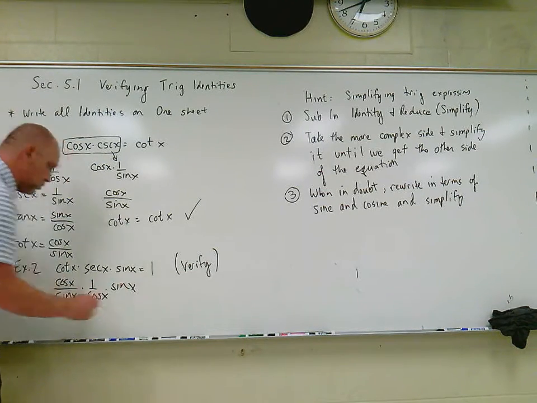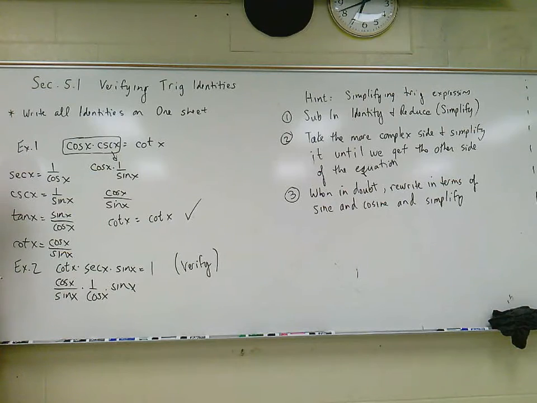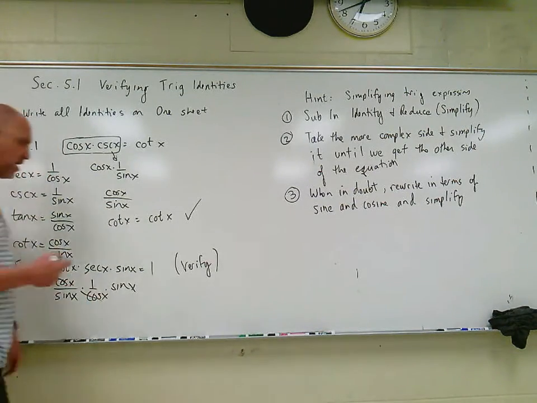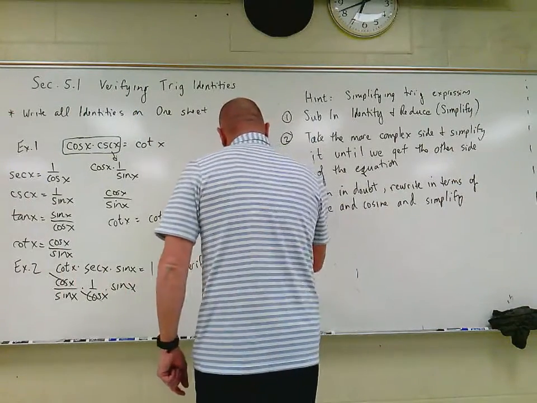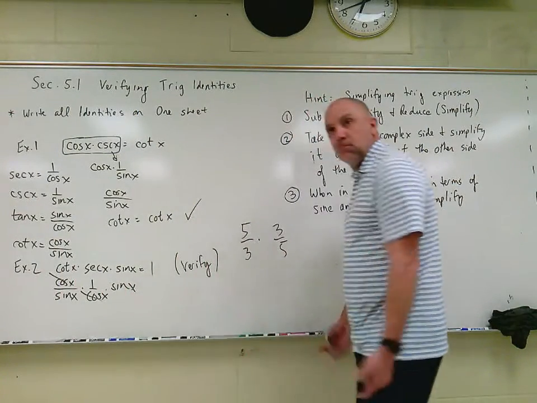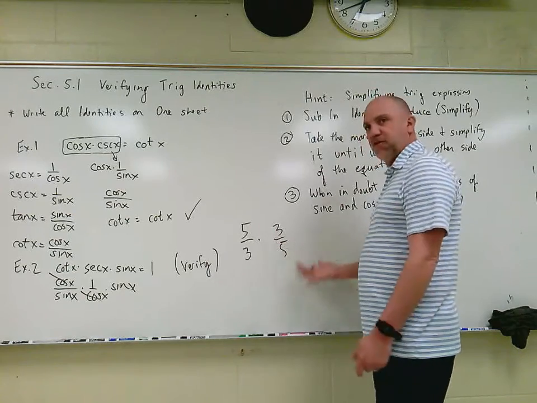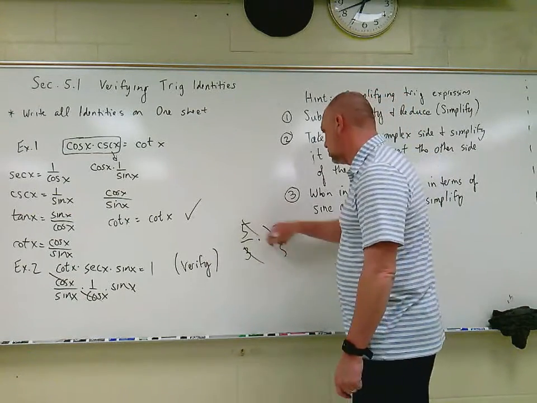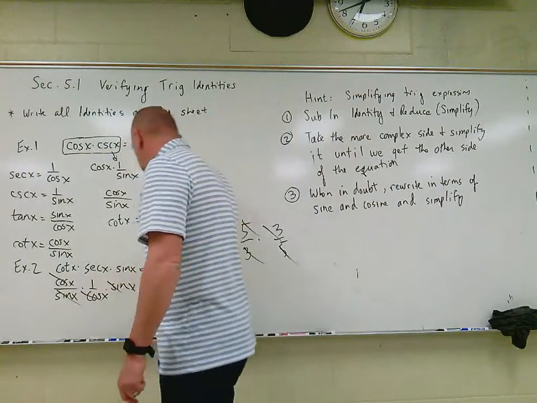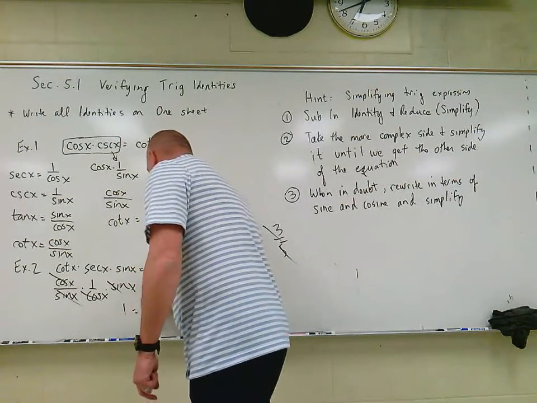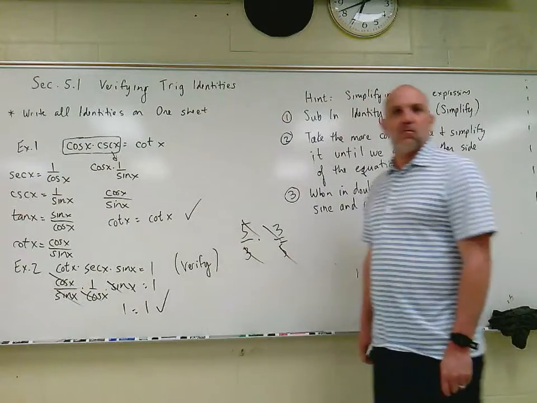Okay, well, what happens when you have fractions multiplied? What can you do? I'm just going to cancel. Yeah, if one's in the top and you're multiplying, you've got the same thing in the bottom, they just cancel. Cosines cancel. Just like if I had 5 over 3 times 3 over 5. You can multiply and say 15 over 15. I would just cancel. Same thing. Everything cancels. 1 is 1. Done. Okay.